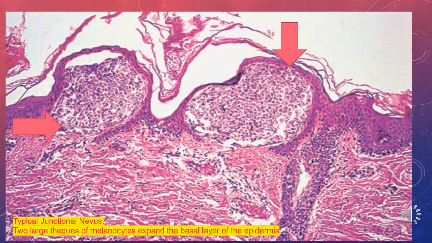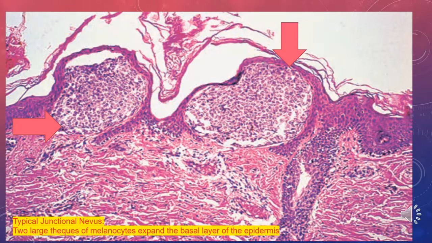This is the microscopic view of the junctional type nevus. Two large areas of nested thecae of melanocytes are seen in this image, easily appreciated, though I will also make an arrow for it. It's a junctional nevus. Two large areas of melanocytes expand the basal layer of the epidermis.